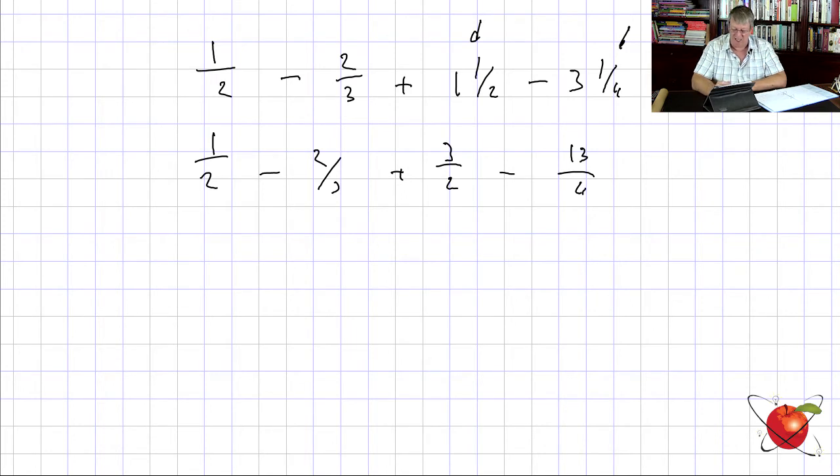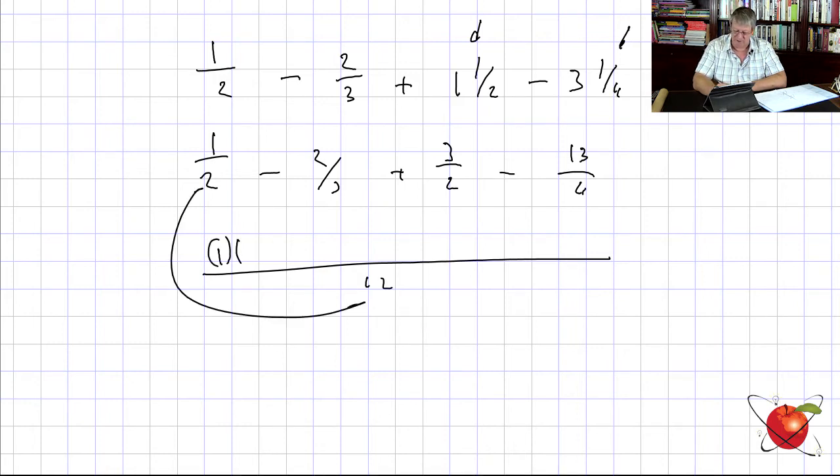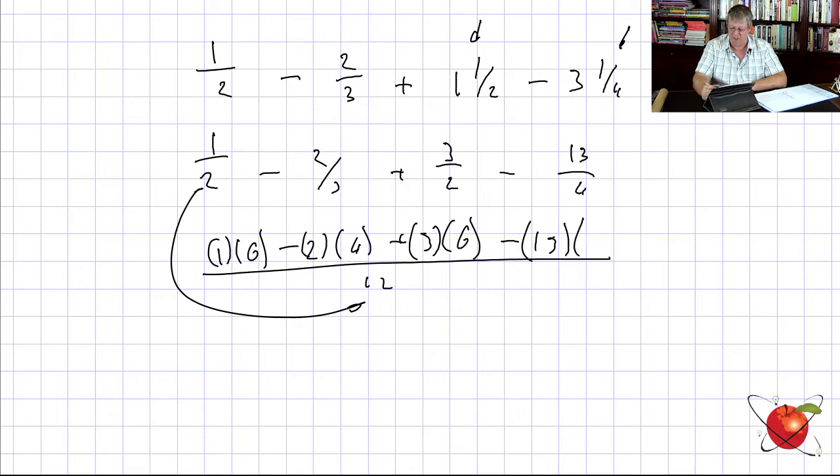Next we get the lowest common denominator. The lowest common denominator here is 12. So what do I do? I take 1, I bring it down, I open another bracket. 2 divides into 12, leaving me with 6. Bring down the -2. 3 divides into there, leaving me with 4. Plus, bring down the 3. 2 goes into there, 6. Minus 13, and 4 goes into there 3 times.